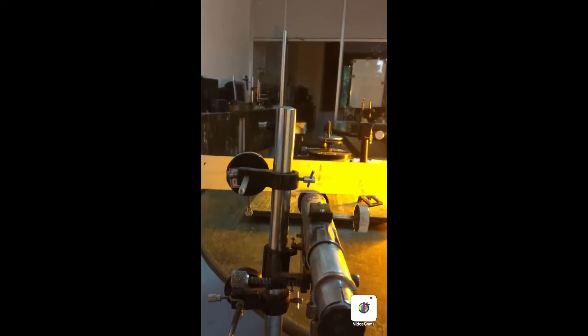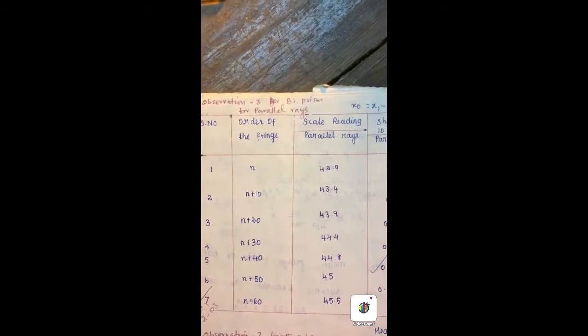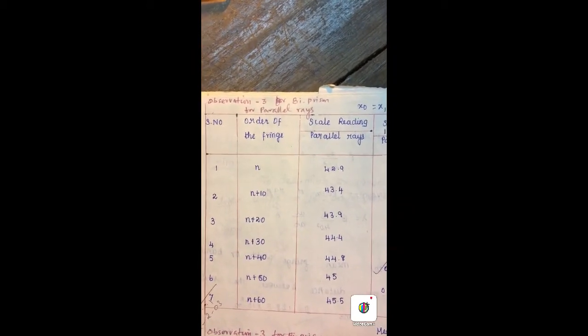Now subsequently the telescope screw can be adjusted to view the second scale reading for the next set of fringes. Like the fringes can be recorded for n plus 3 or n plus 4 likewise. So the observed scale reading can be recorded in the tabulation shown. For example, the fringes can be taken as n plus 10, n plus 20.